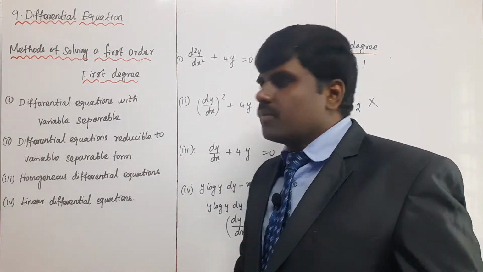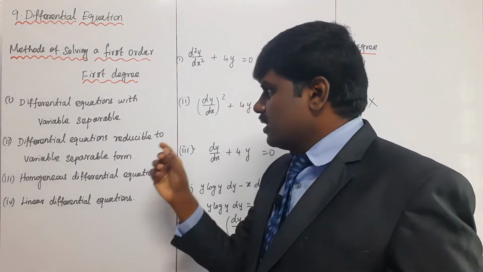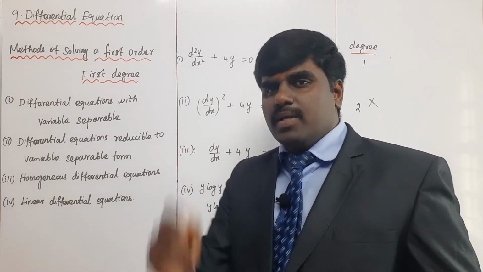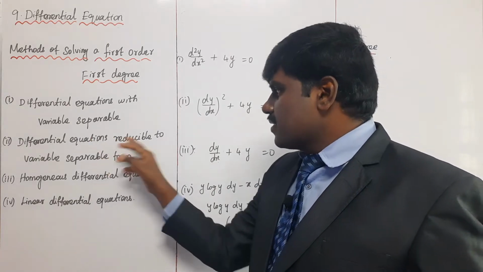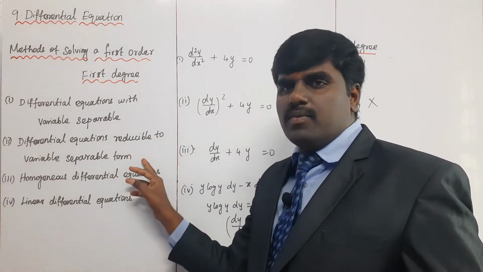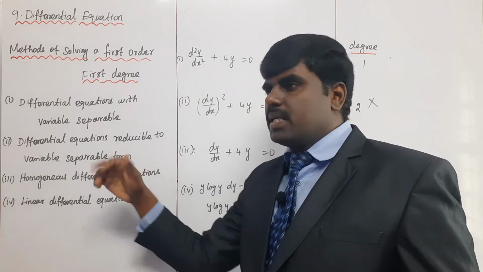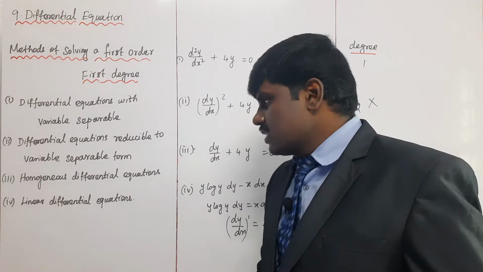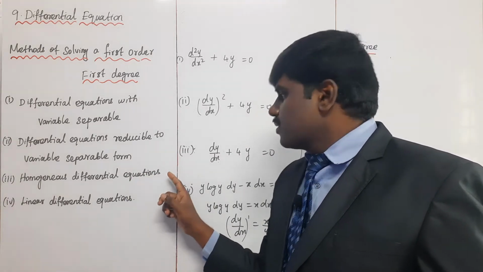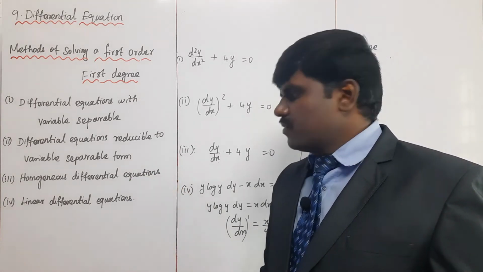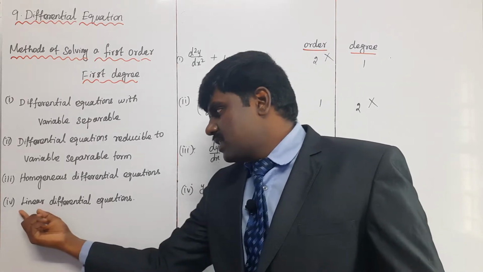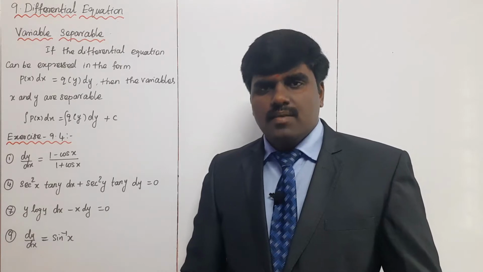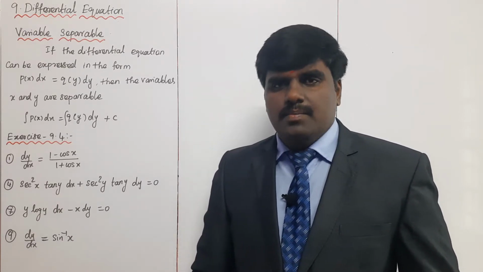There are 4 methods available. First, the differential equation in variable separable method, which is in your NCERT book exercise 9.4. Again, differential equations reducible to variable separable form, which is not available in the NCERT book, so better refer to other books. Next, the third one, homogeneous differential equations, in your NCERT book exercises 9.5 and 9.6, and then linear differential equations. Now we will discuss the first method, the variable separable method.